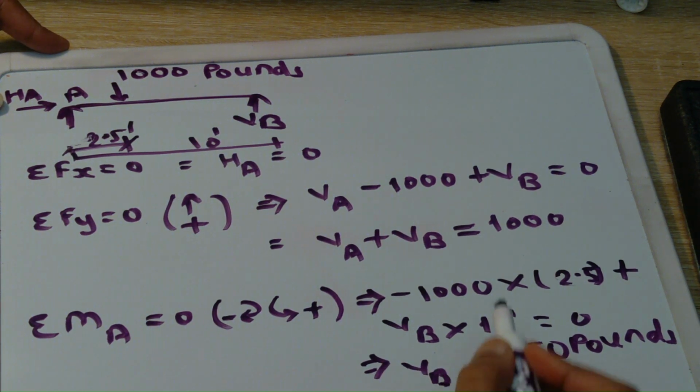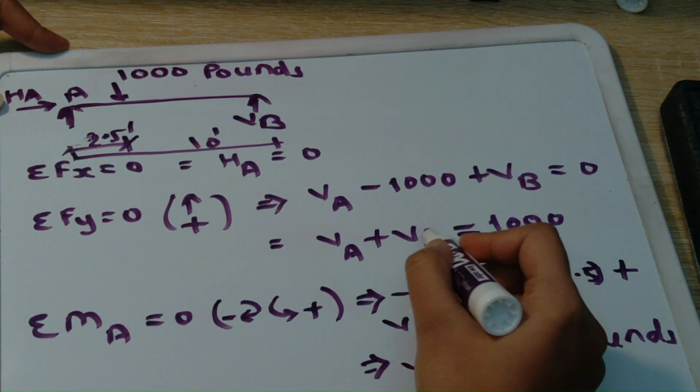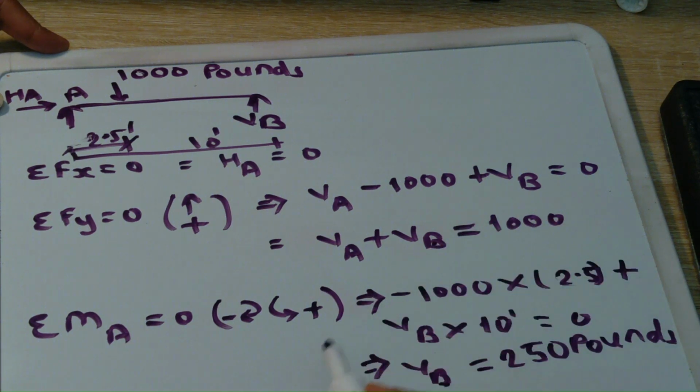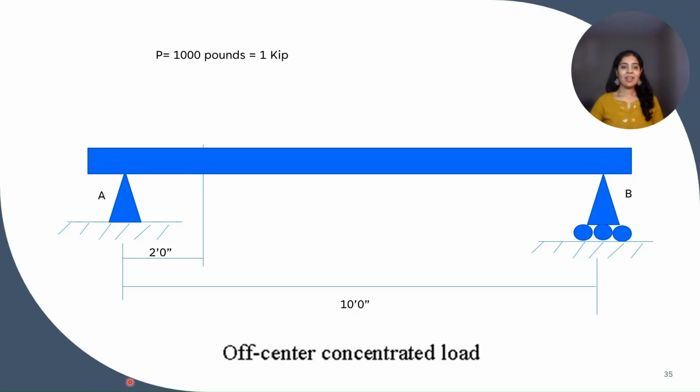Inserting this value in the summation of Fy equation, we get VA equal to 750 pounds. Here, a simply supported beam is acted upon by a force of 1000 pounds at 2 feet from support A. So this you can practice.